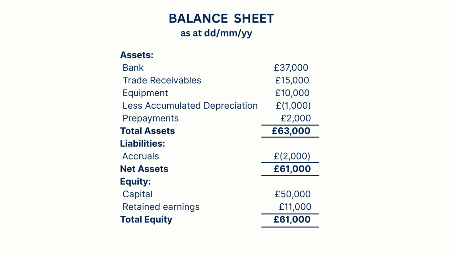Total equity equals £50,000 capital plus £11,000 retained earnings equals £61,000. And we can see that the accounting equation holds. Assets £63,000 minus liabilities £2,000 equals £61,000. Equity total is £61,000 as well.